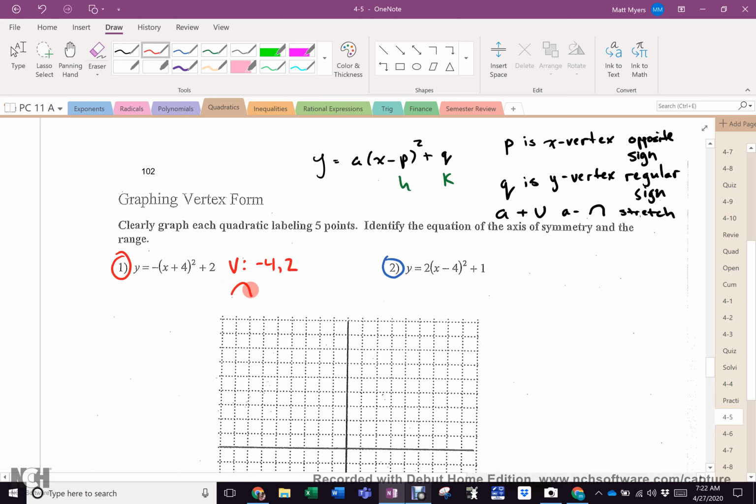So I go to -4, 2. 1, 2, 3, 4, up 2. There's my vertex. I want to label 5 points. So the first point, my vertex, is -4, 2. My axis of symmetry is x equals, I wrote 4, -2, and not -4, 2. My x equals -4. That's my axis of symmetry, that line that goes right through the middle of the parabola.